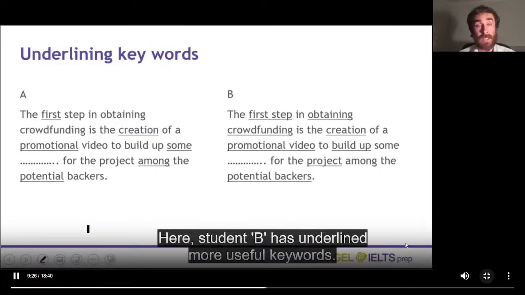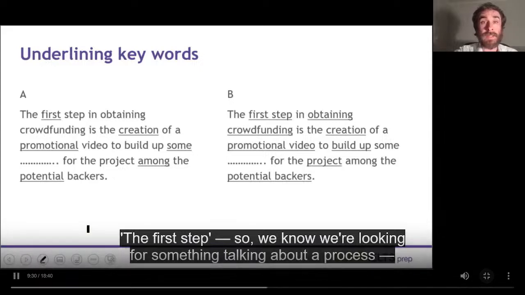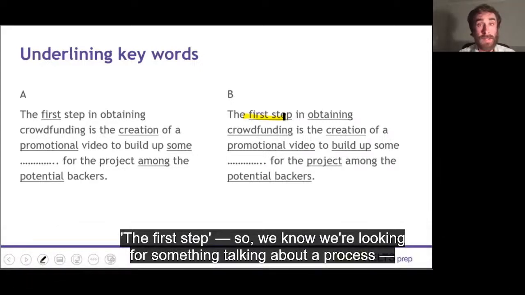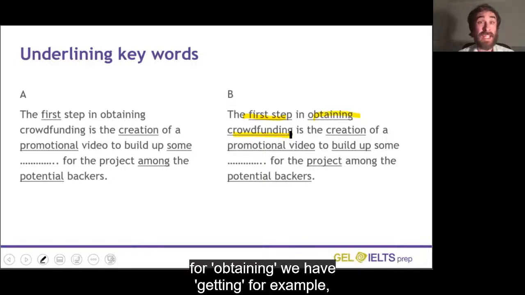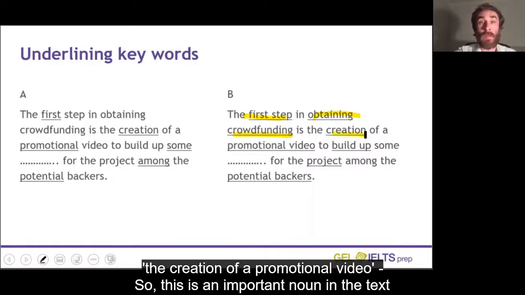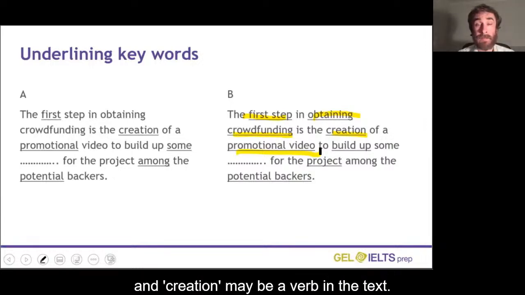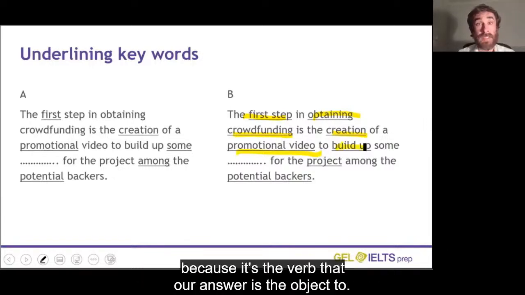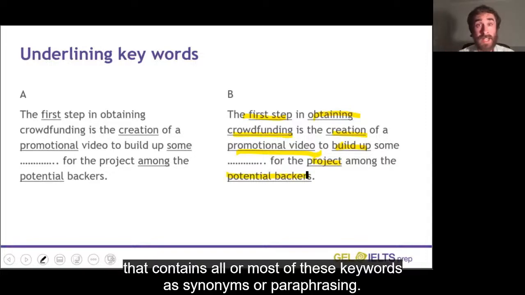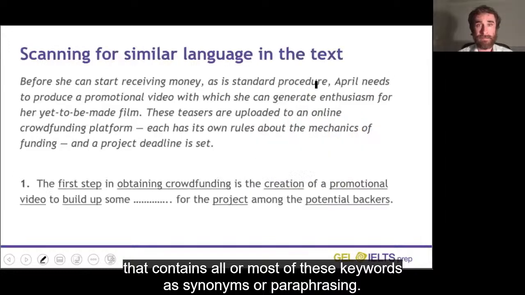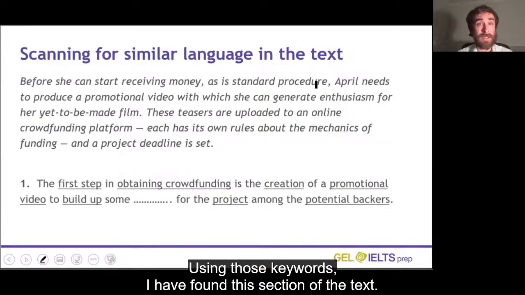Here, student B has underlined more useful keywords. The first step, so we know we're looking for something talking about a process. Obtaining crowdfunding, we could expect to see a synonym of this in the text. Obtaining, we have getting, for example. The creation of a promotional video. So this is an important noun in the text, and creation may be a verb in the text. Of course, build up is especially important because it's the verb that our answer is the object to. For the project, and among potential backers. So we're going to be looking for a part of the text that contains all or most of these keywords as synonyms or paraphrasings.